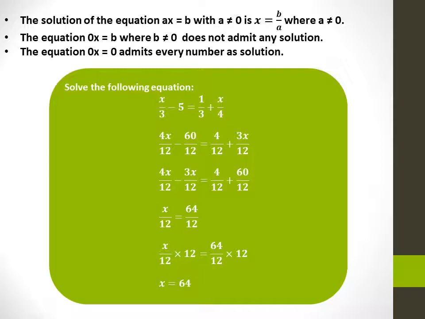Now we remove 12, which is the common denominator. This is done by multiplying the two sides of the equation by 12. X over 12 times 12 equals 64 over 12 times 12. We simplify 12 from both sides of the equation. X is equal to 64.